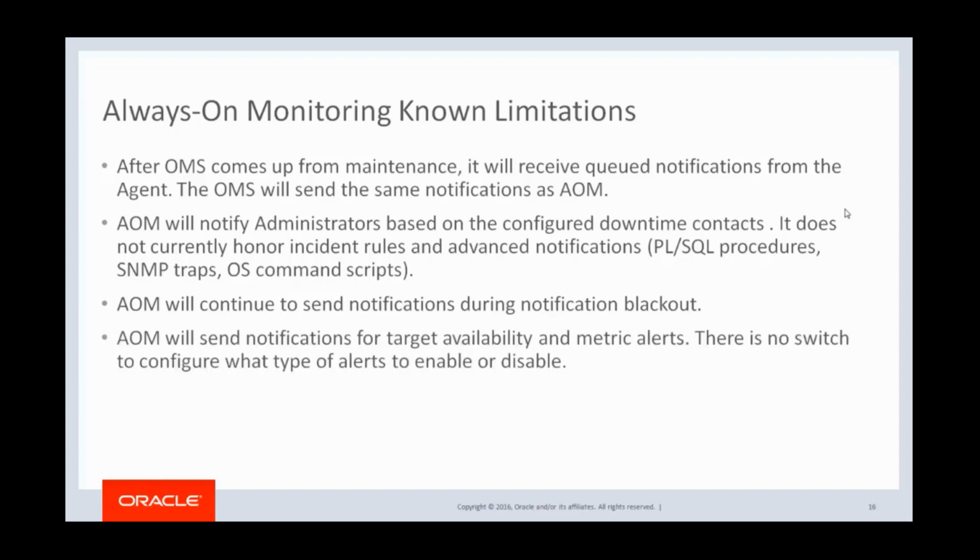Next limitation: AOM will send out notifications for target availability, metric alerts, and metric collection errors. There is no switch to configure which type of alerts to enable or disable. So currently, when you enable notification, it enables all types of notifications. When you disable them, it disables all types of notifications. The request here is to have a granular option to select which alert type to enable or disable, for example, target availability only. And this is also a limitation that we are aware of and working on.